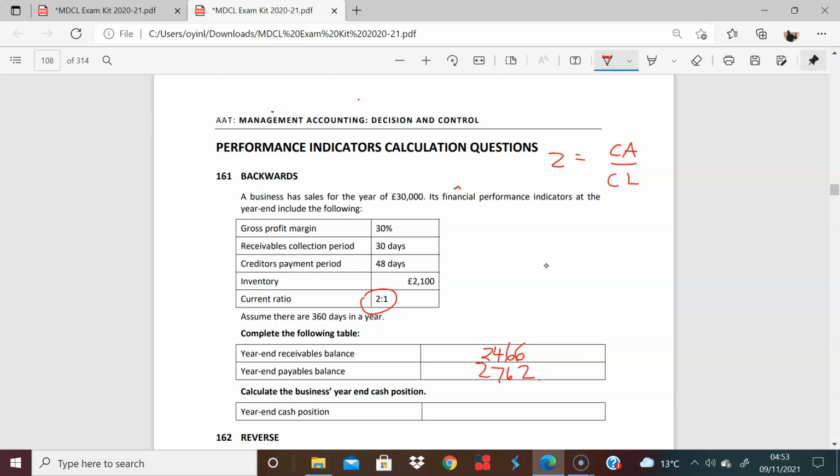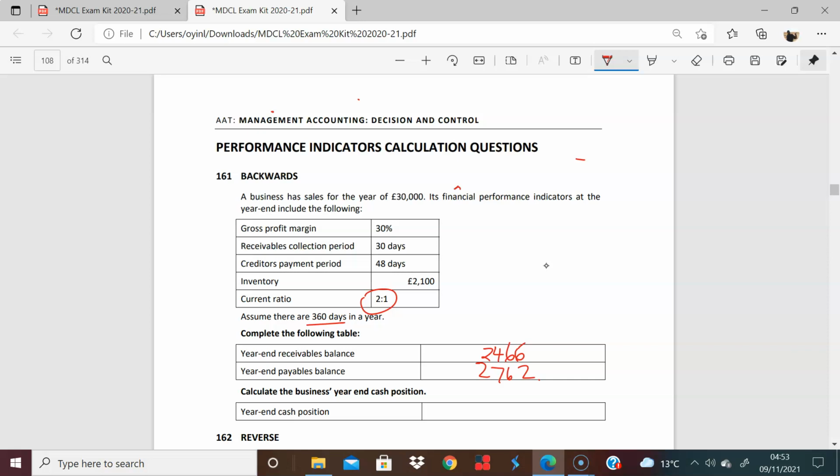Oh, sorry, I made an error. It says assume 360 days in a year. I'm not going to change the video. I think it's good that I highlight this, so you can see how easy it is to make a mistake. But you knew what the principle was.